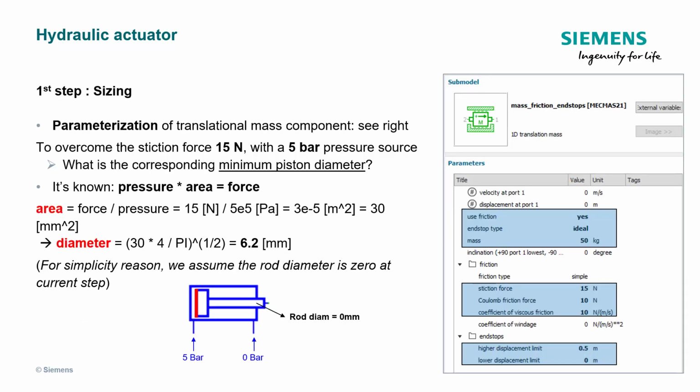In first step, sizing, we will first need to set the parameter of translational mass component. From the snapshot on the right-hand side, the mass value, friction coefficients, as well as displacement limit are all well set. Since we're supposed to use a hydraulic actuator to drive the mass, then to overcome the stiction force of 15 Newton with pressure of 5 bar, we need to calculate the required minimum piston diameter. With calculations shown in this slide, we finally get the minimum diameter value of 6.2 mm, and it will be set in the cylinder component. A note here is, we will first set the rod diameter to 0 to simplify the calculation.